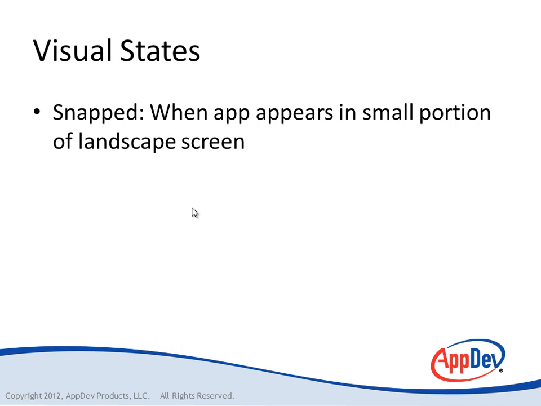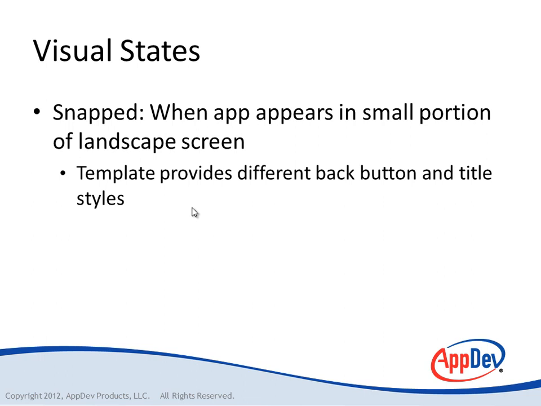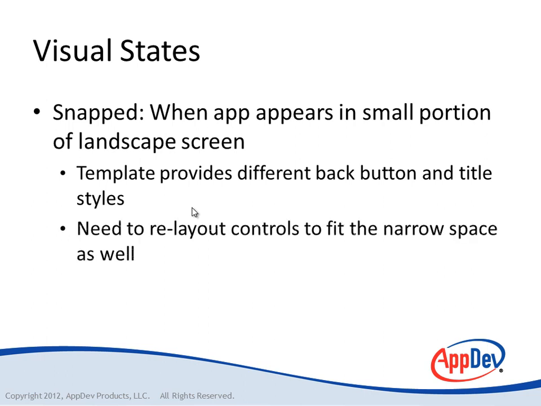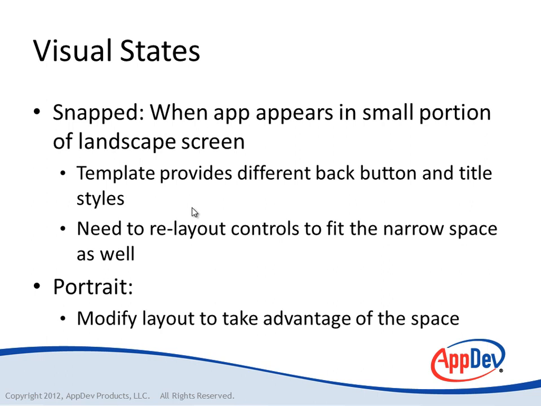Snapped occurs when the app appears in the small portion of the landscape screen. The template provides different back button and title styles. We're going to relay out our controls to fit the narrow space as well. In portrait mode, our application is going to modify its layout to take advantage of the space. You may find that for your application you don't need to, but you should at least design for portrait mode, so when you're in that mode you make best use of the increased vertical layout space.